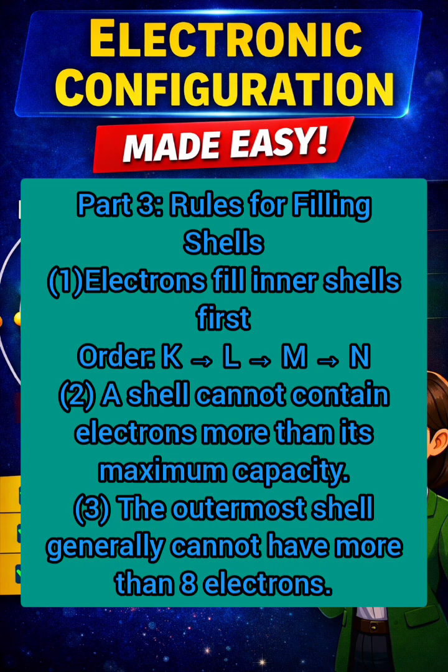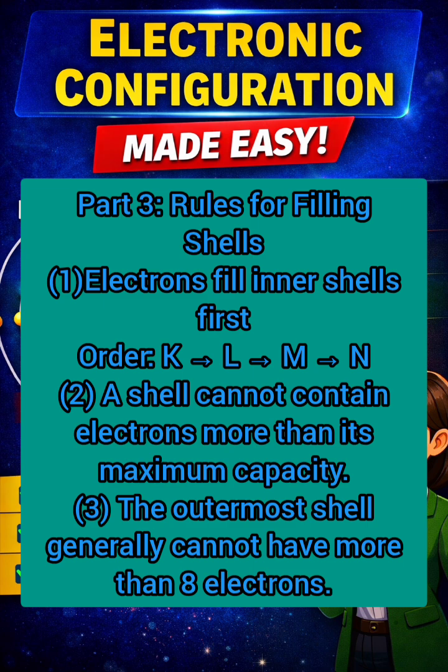Now for Part 3, rules for filling shells. 1. Electrons fill inner shells first. Order: K, L, M, N. 2. A shell cannot contain more electrons than its maximum capacity. 3. The outermost shell generally cannot have more than 8 electrons.